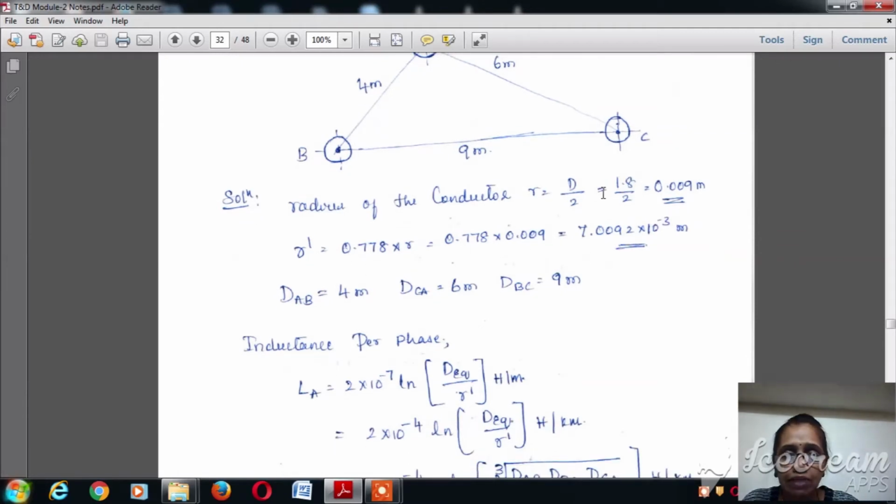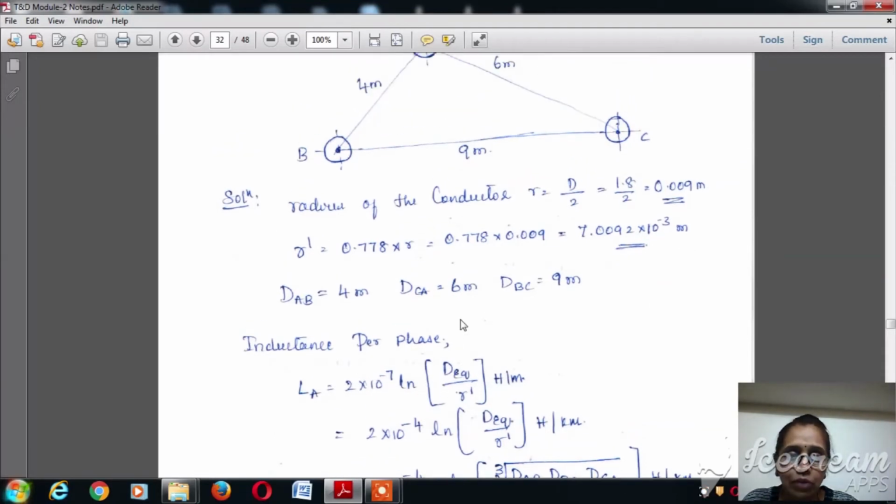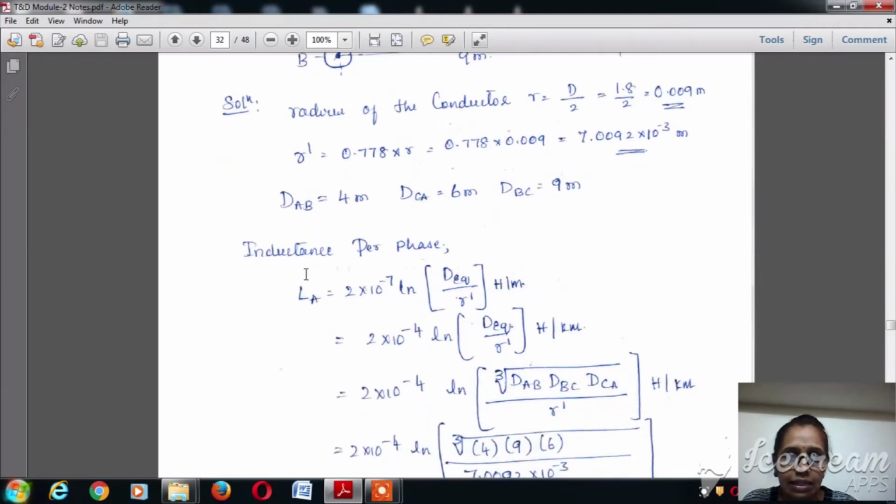Now the radius of the conductor is 1.8 by 2, 0.009. R dash is 0.778 into R, that is 7.0092 into 10 to the power minus 3 meters. Now DAB is 4, DBC is 9 and DCA is 6 meters. Now calculate the inductance per phase. LA is equal to 2 into 10 to the power minus 7 into ln of D equivalent divided by R dash Henry per meter, or you can also say 2 into 10 to the power minus 4 ln of D equivalent divided by R dash Henry per kilometer.